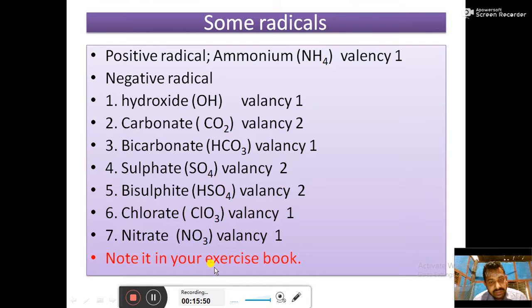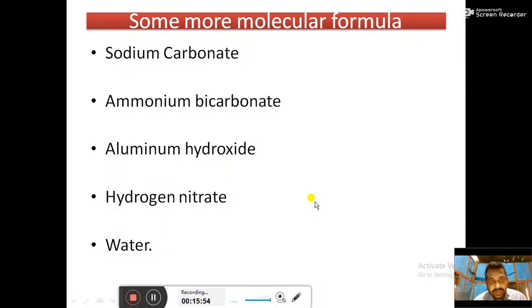And note this in your exercise book because they are very important ones. And now let's move to the next slide. What is the molecular formula? Sodium carbonate. What is the molecular formula? Ammonium bicarbonate, ammonium oxide, hydroxide, hydrogen nitrate, and water.